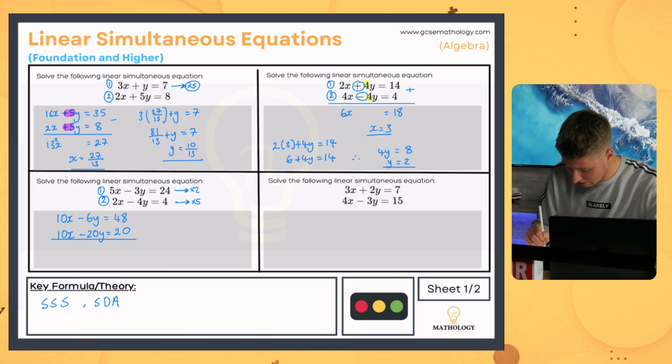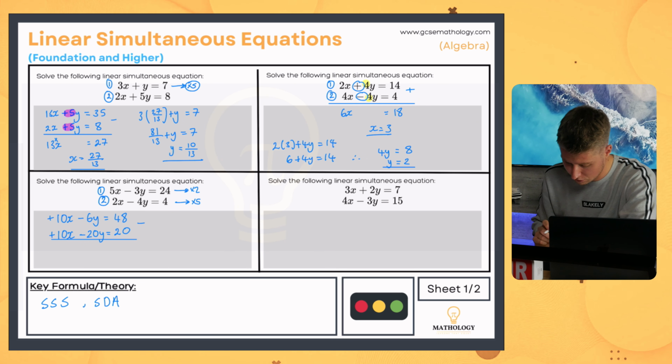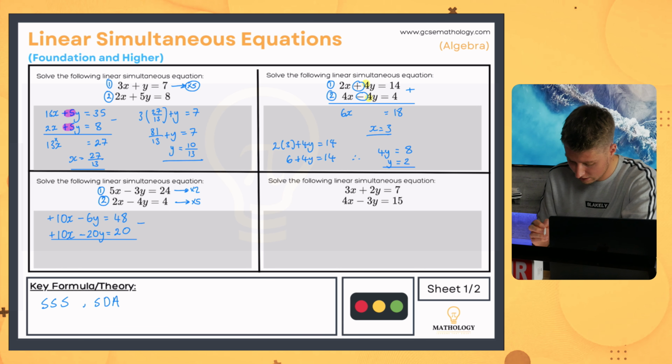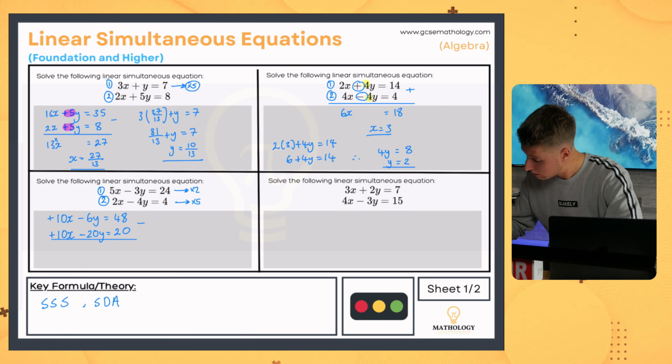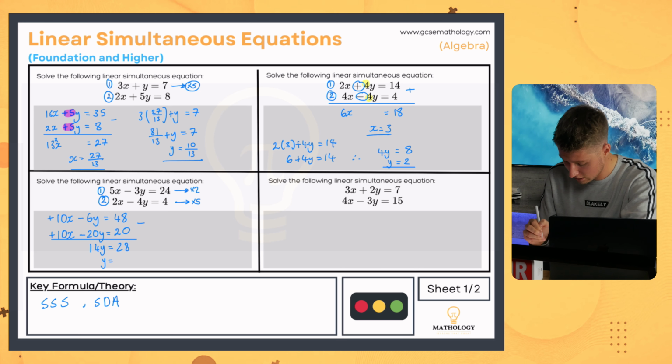So we look at the signs of the numbers we made the same. In this case, they're both positive 10, so we're going to subtract the equations from each other. So 10x subtract 10x is 0, and then we've got minus 9 minus minus 20. This is equal to 14y, which is equal to 48 subtract 20, which is 28. And then if we divide both sides of the equation by 14, y is equal to 2.